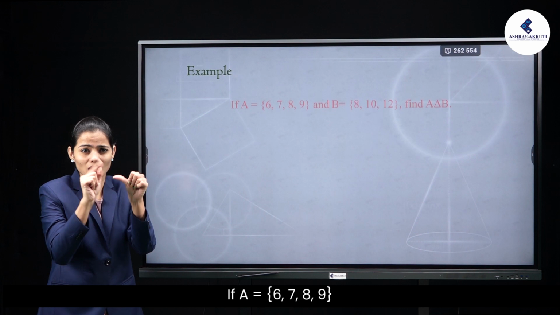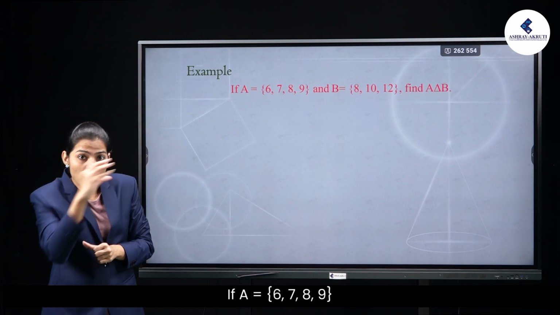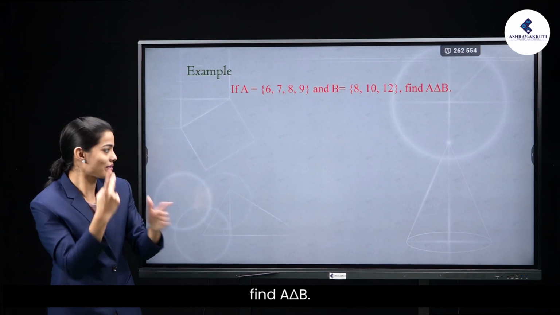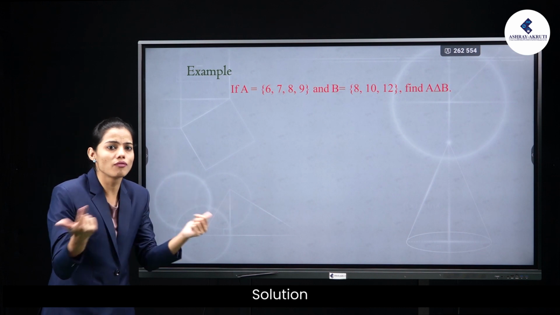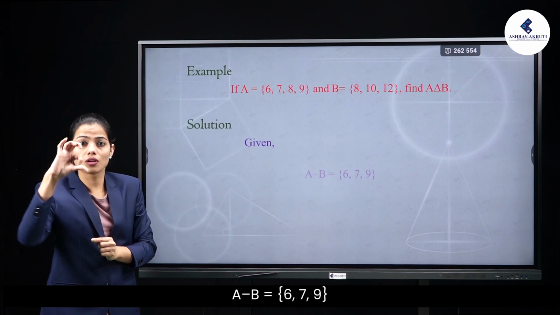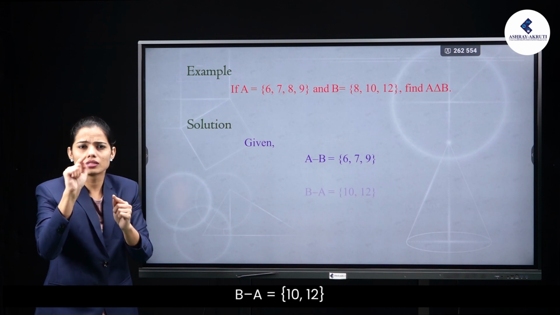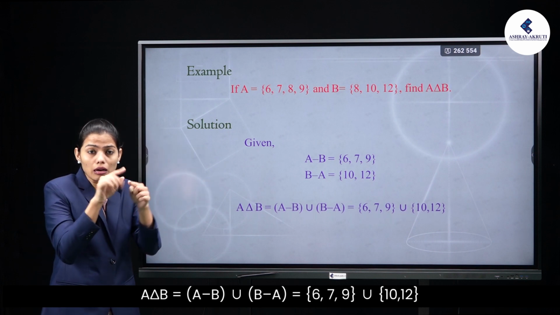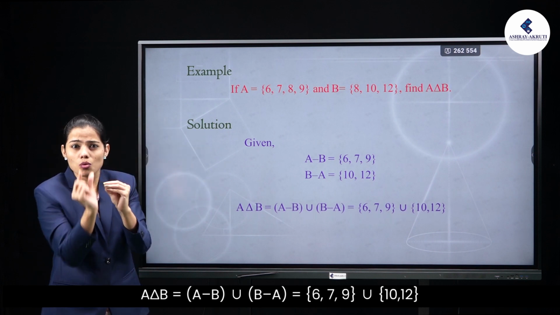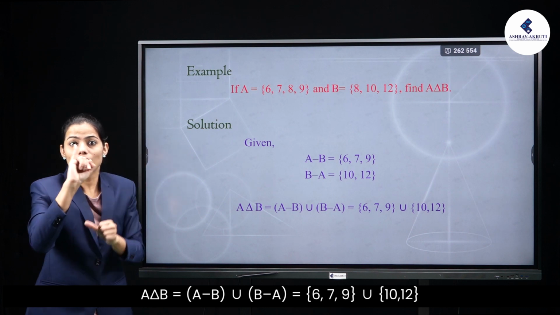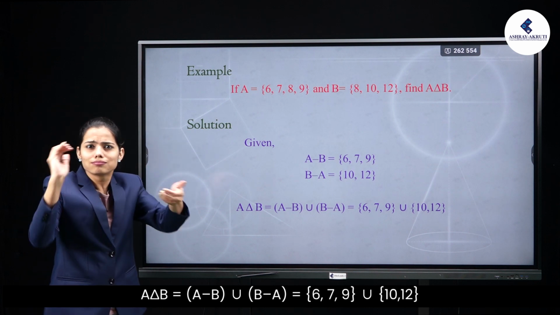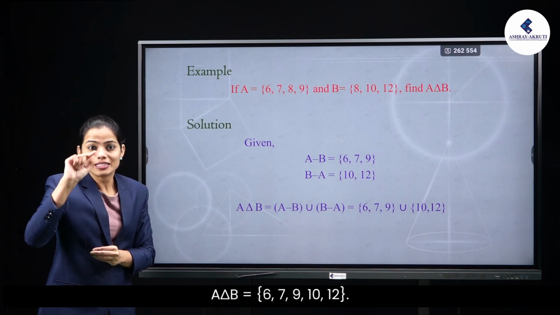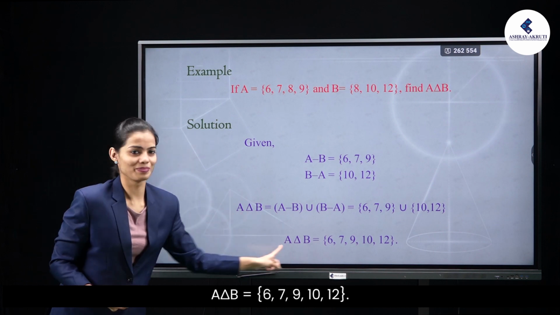Example: if A = {6, 7, 8, 9} and B = {8, 10, 12}, find A Δ B. Solution: A − B = {6, 7, 9}, B − A = {10, 12}. A Δ B = (A − B) ∪ (B − A) = {6, 7, 9} ∪ {10, 12}. A Δ B = {6, 7, 9, 10, 12}.